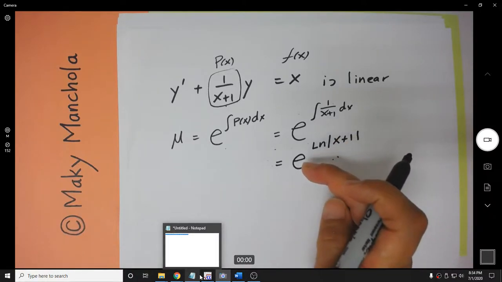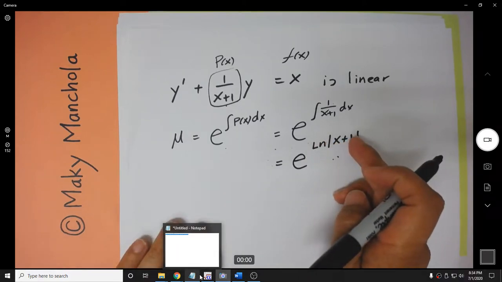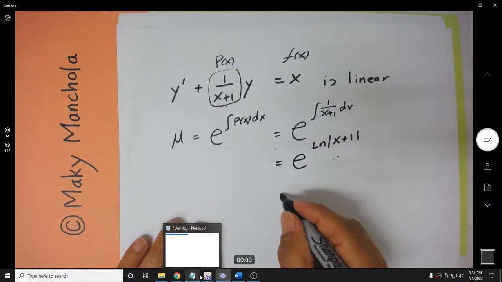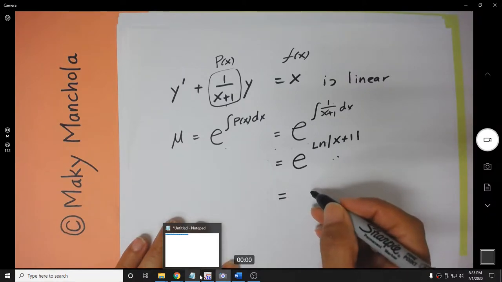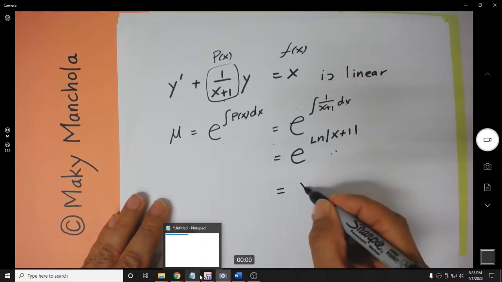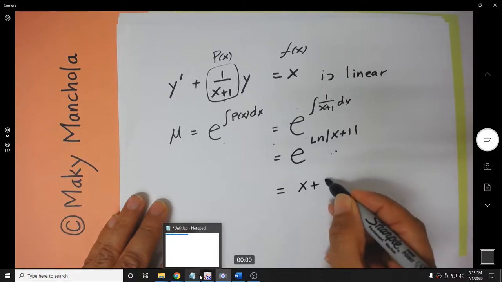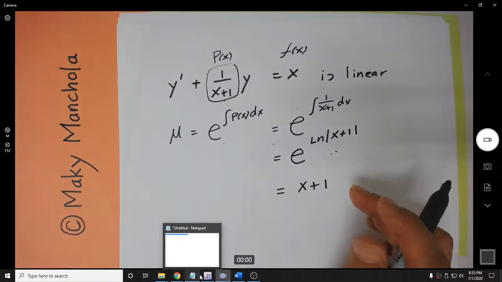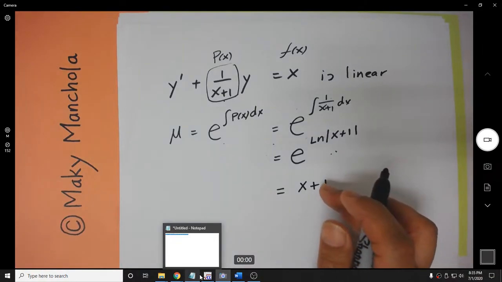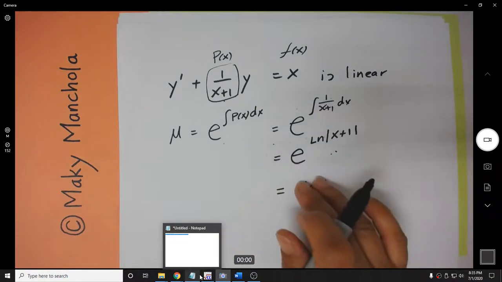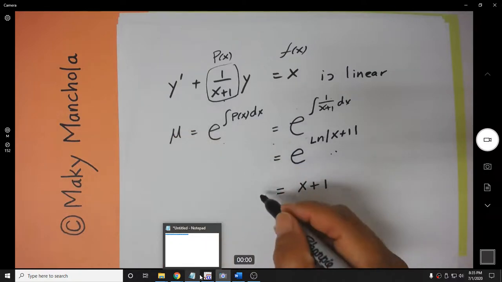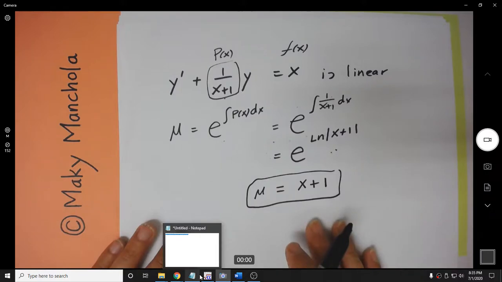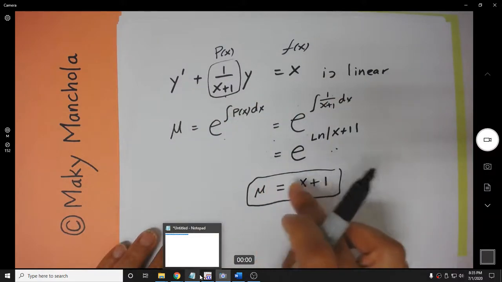So we know that e to the natural logarithm of u is simply u. So here we simply get x plus 1. It could be plus or minus, requiring that this be a positive number. I'm being relaxed here regarding sign. I'm treating this symbolically. Okay, so now I'm multiplying both sides of my equation by mu.